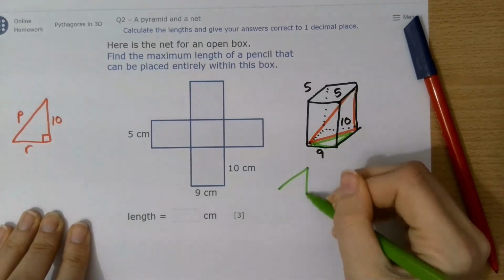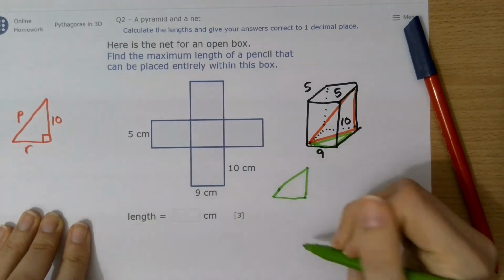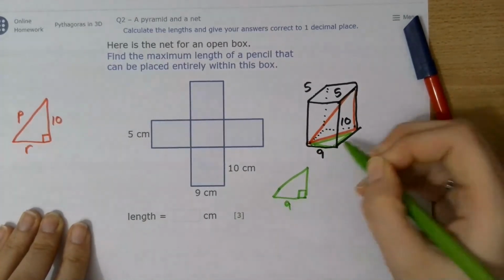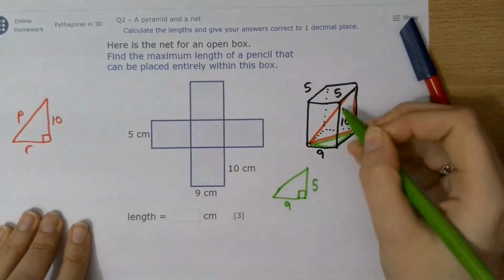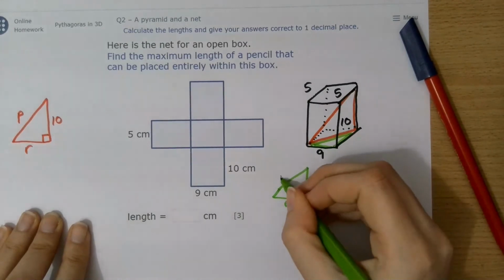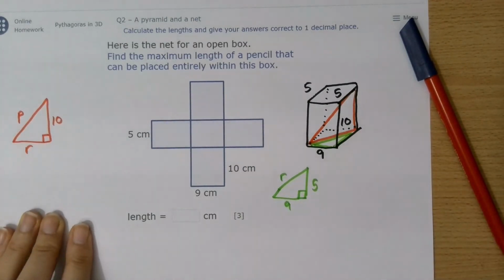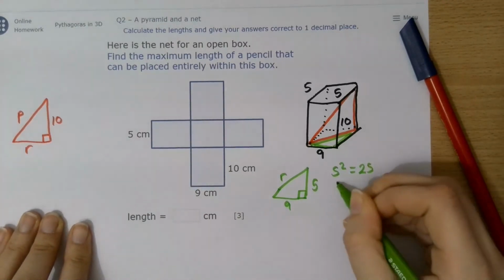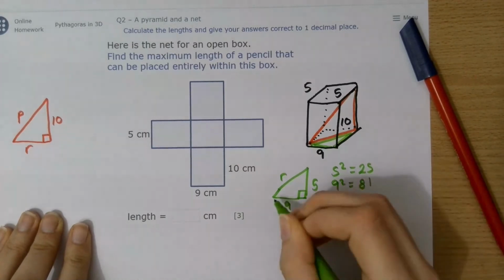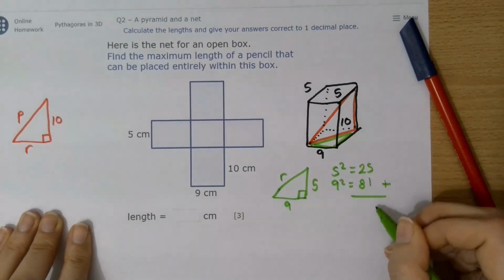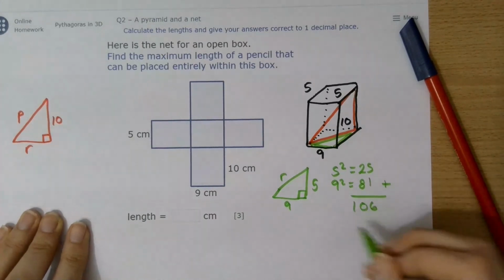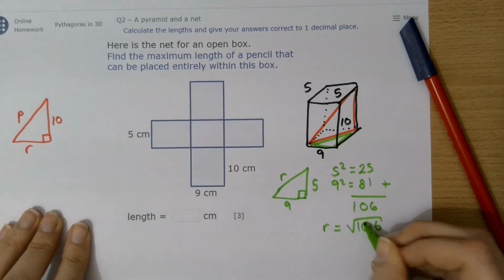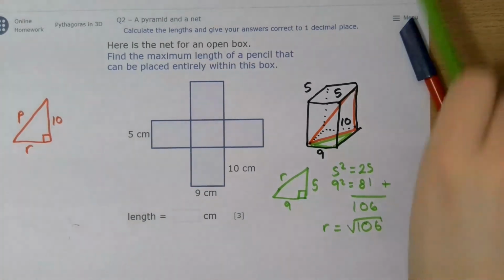Okay, so my green triangle, which is very non-triangular, has 9 along here. This is 5, because it's the same as this, and we're trying to find R, which is here. So, first thing we do, we square everything we can. R is the hypotenuse, so we're going to add those two together. And then R will be the square root of this. Because we don't have to half anything, I'm just going to leave it as that. R equals the square root of 106.